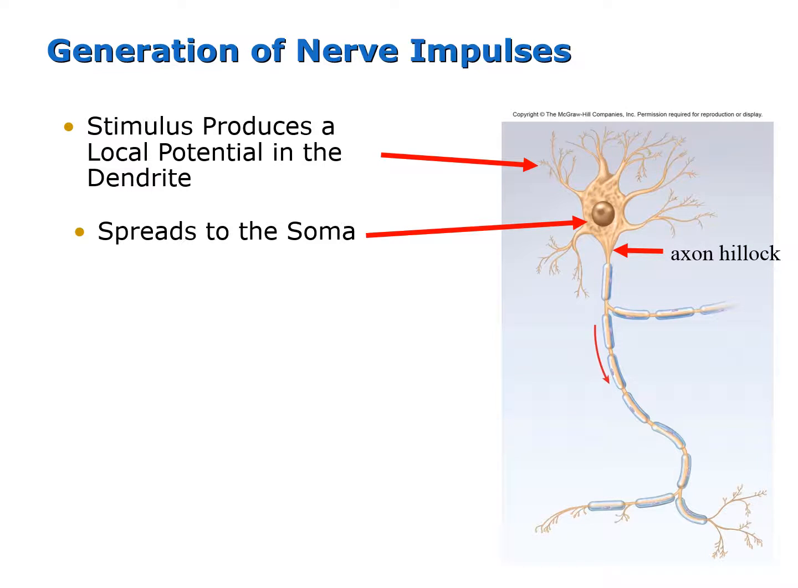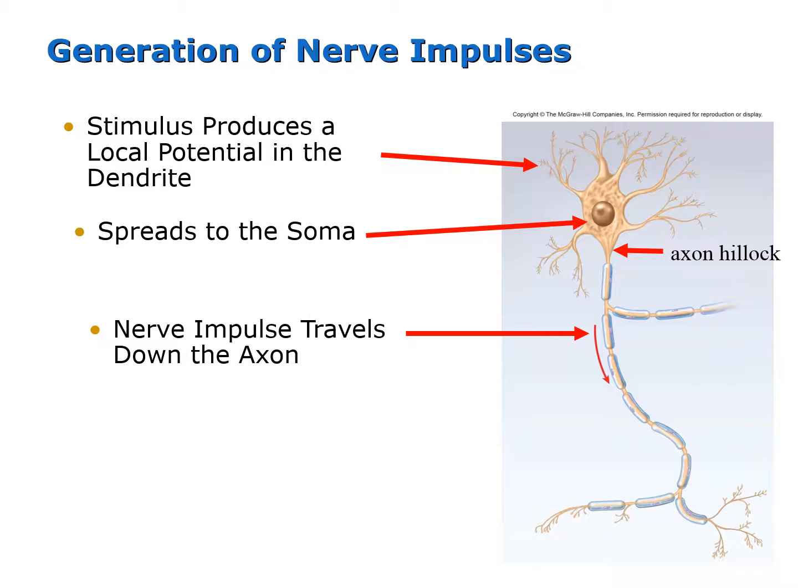but if it does reach the axon hillock, and it is of a sufficient magnitude, that is, if it exceeds what's called the threshold, it will cause a depolarization to spread from the axon hillock all the way down the axon to the ends of the axons called the axon terminals. And this spreading of depolarization from the axon hillock to the axon terminals is what's called a nerve impulse or action potential.